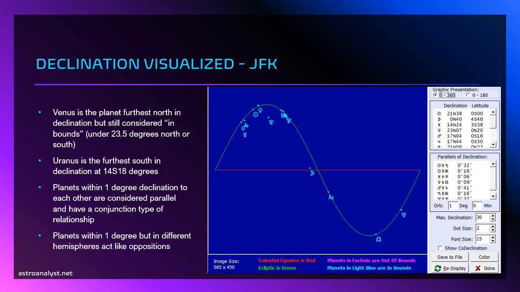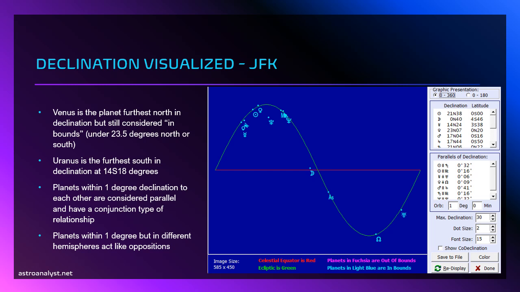Okay, so what we're going to look at here is a visualization of declination using John Fitzgerald Kennedy's chart. What we need to look at here is the green line, which is the ecliptic, what we just talked about, and its relationship to the red line, which is the celestial equator. So all the planets up here are north of the celestial equator, and the planets down here are south of the celestial equator. This is important when we're looking at parallels of declination, which I'll get into in a second.